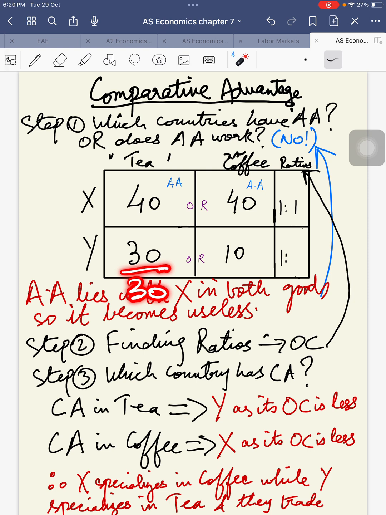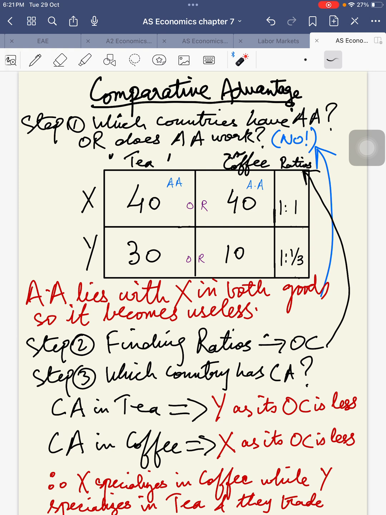If I divide the left side of the ratio by 30, I need to divide the right side of the ratio by the same number, which is 30. So 30 over 30 is 1, obviously, but then 10 over 30 will be 1 by 3. Let's write it like this, 1 by 3. So, the ratio of country Y of producing 1 tea is 1 by 3 coffee.